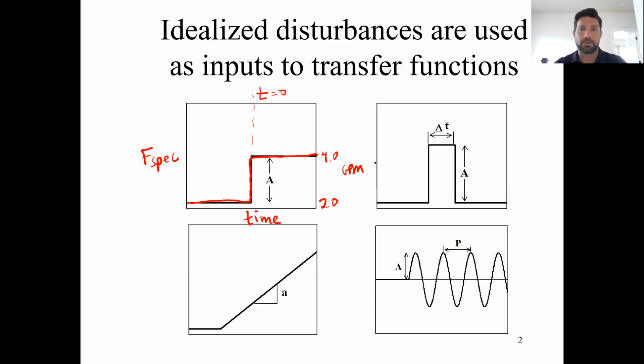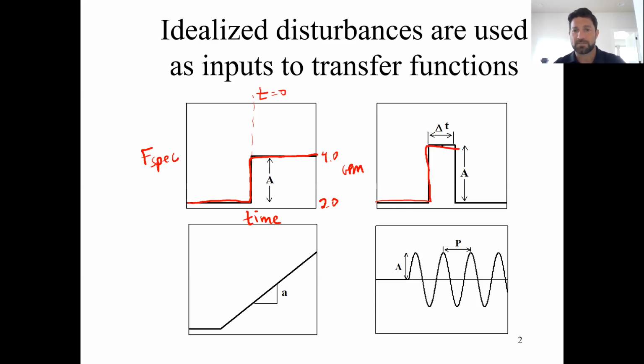There are other types of inputs that can affect the process, and these inputs can be specified changes or disturbances that affect the system. There are things that can look like this pulse right here. So instead of having a step change, we can have a process where we apply an impulse.